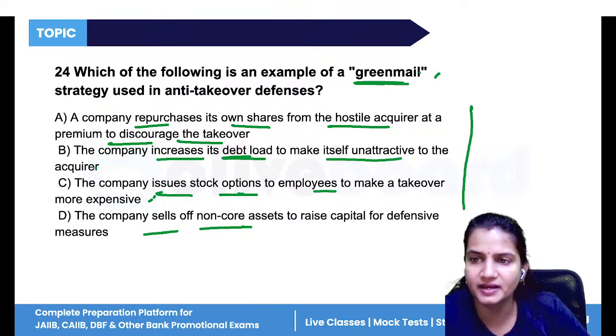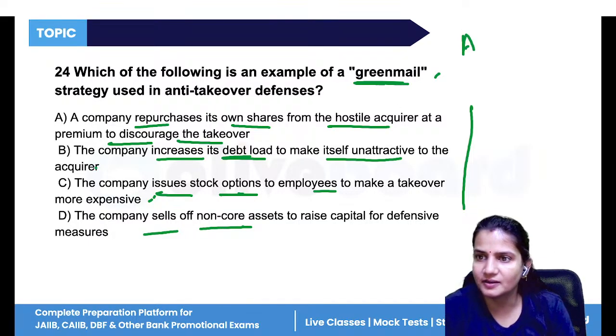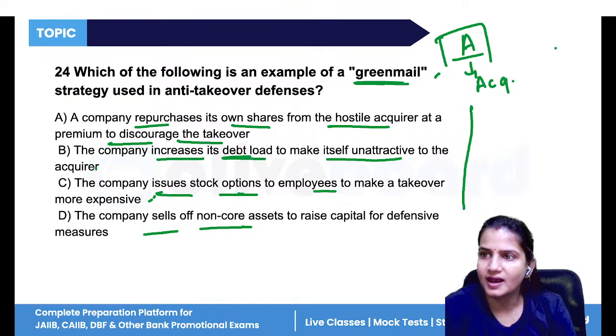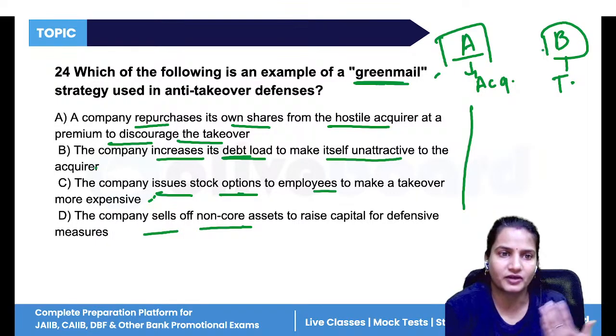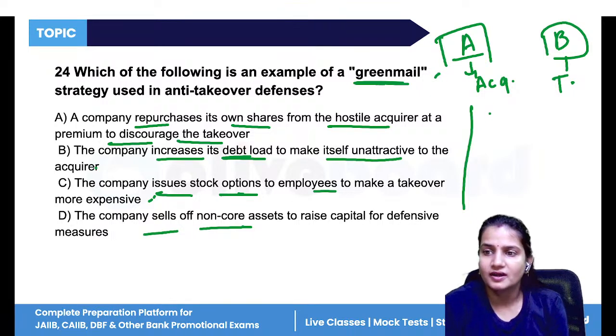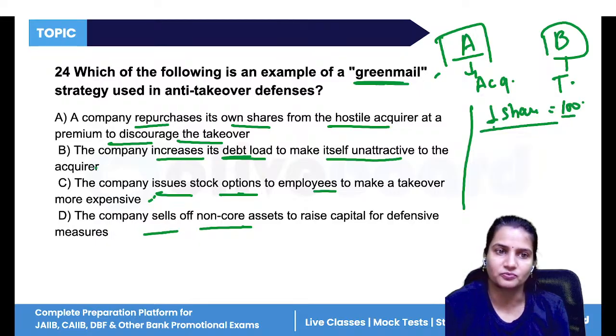Now, what is greenmail? Suppose company A is the acquirer, and B is the target company. Suppose company A has acquired shares of company B. Now, what is company B doing? If company B does not want to get acquired, company B says, okay, you have bought shares of my company, like one share costing rupees 100. You have bought one share by giving rupees 100 to me. Now I will buy your shares at rupees 120.